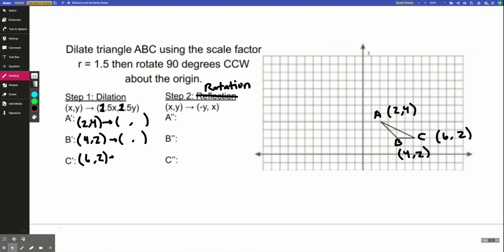Sorry, folks, one more thing. I realized that my function here was incorrect. I had a typo in there, because my scale factor here is 1.5, not 2.5. Sorry about that. So multiply all of your original coordinate points by 1.5, not 2.5. And then this is a rotation, not a reflection.